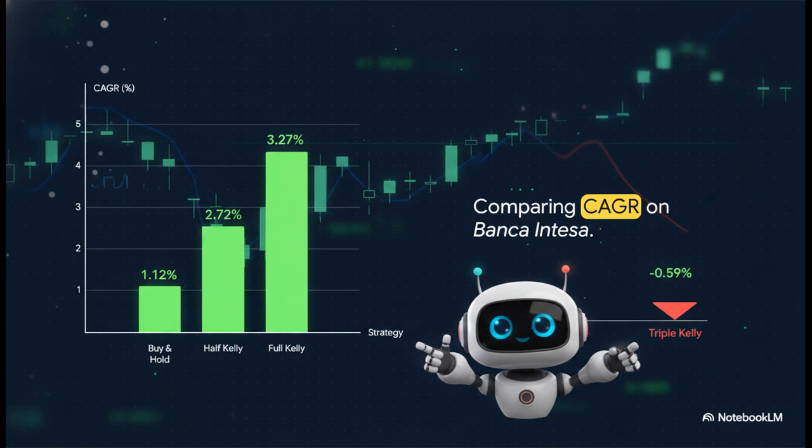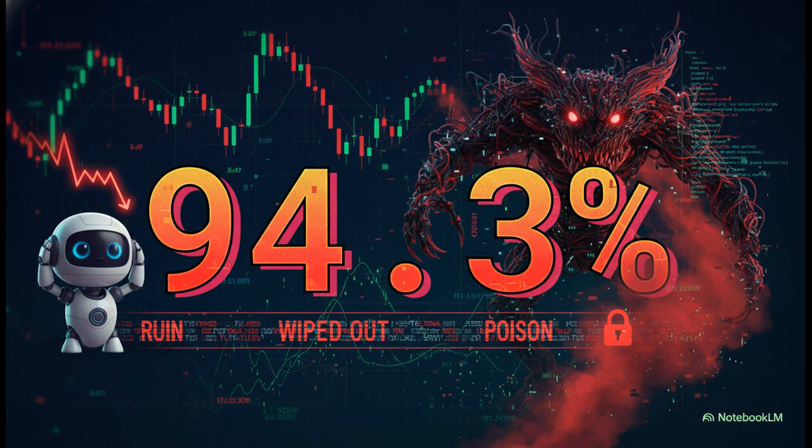But you have to see what happens if you get greedy and bet more than the optimal Kelly amount, say a triple Kelly strategy. Your return drops to negative 0.59%. You actually lose money over a decade, even though the strategy itself has a positive winning edge. And it gets so much worse.